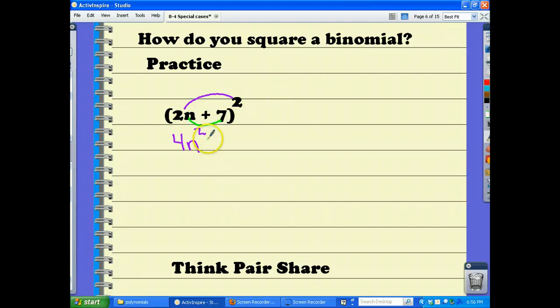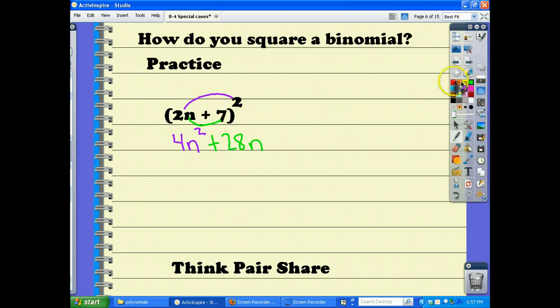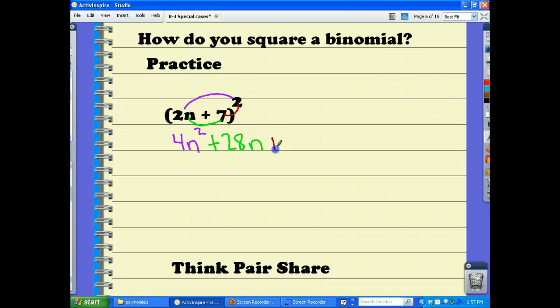2n times 7, that gives me 14. And when I say 14 times 2, I'm going to get 28. So I say plus 28n. And then the last one, again, just simply square the last term, plus 49. And it's as simple as that, especially with positives.